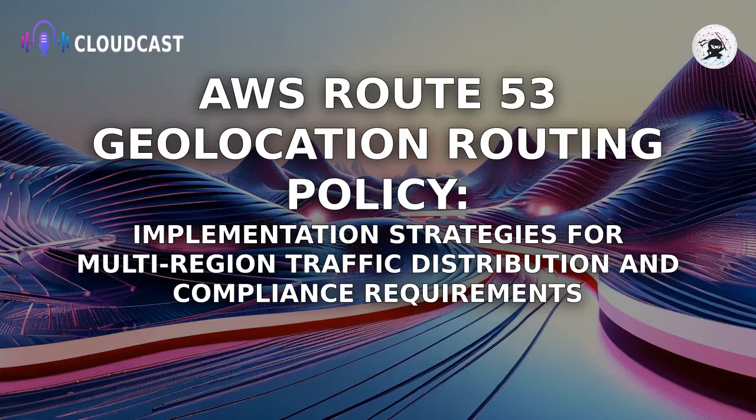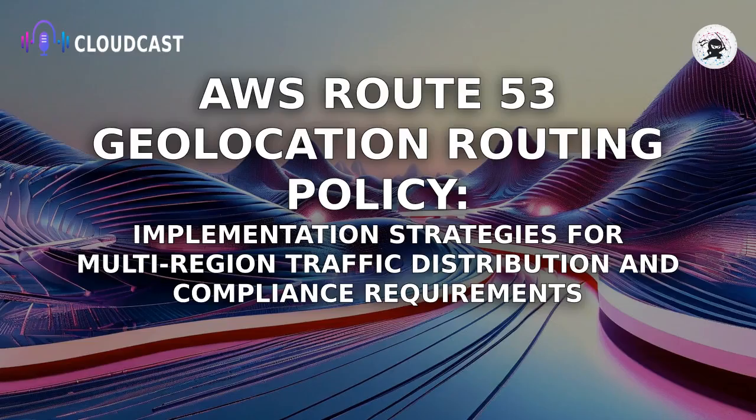Hold on. You said it looks at the DNS resolver's IP, not the user's IP. Doesn't that cause problems? You caught something important. If someone in France uses a US-based DNS resolver like Google's 8.8.8.8, Route 53 might think they're in the US. However, most modern resolvers support eDNS client subnet, defined in RFC 7871, which passes a portion of the client's IP to authoritative DNS servers. Route 53 supports this, so it can make more accurate decisions. But you should always configure a default record as a fallback.